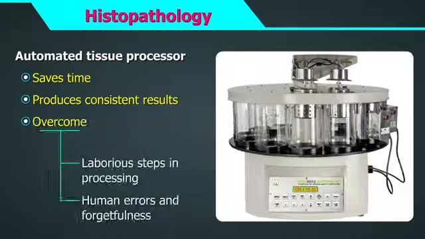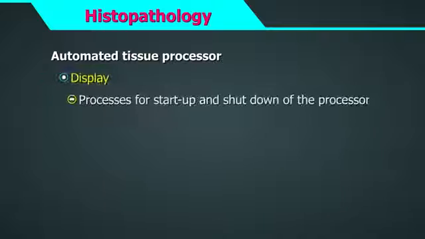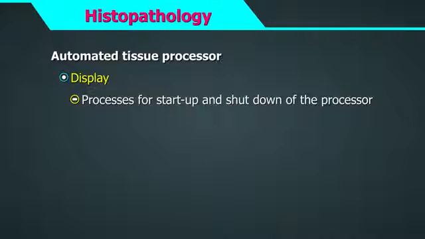This will overcome the laborious steps in processing and human errors and forgetfulness. However, the tissue processor should be maintained well. Here are a few steps to remember. Processes for start-up and shutdown of the processor and the details of solution change should be standardized, and work desk displays should be available for the same. The lab must write its SOP on its own depending on the resources, space, and requirements.